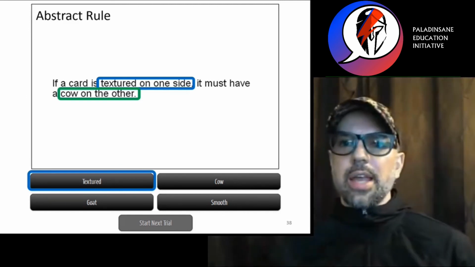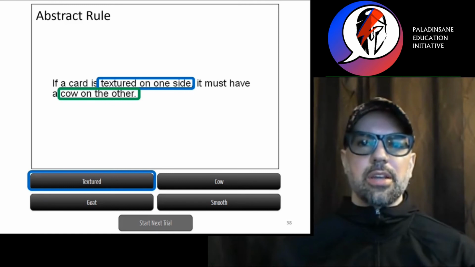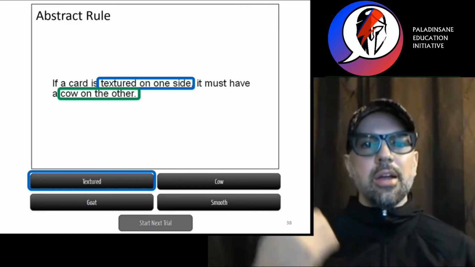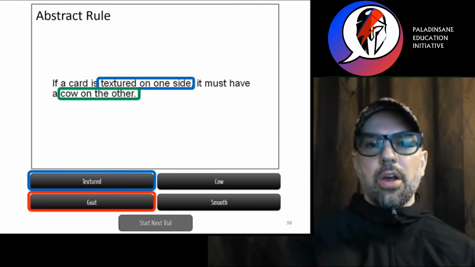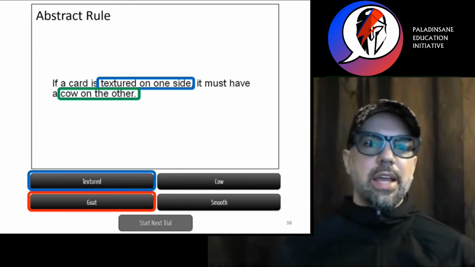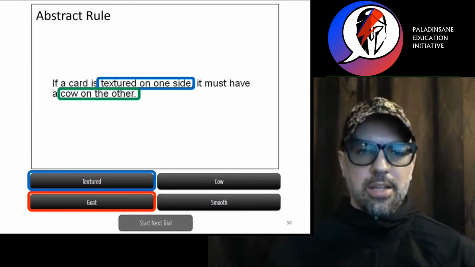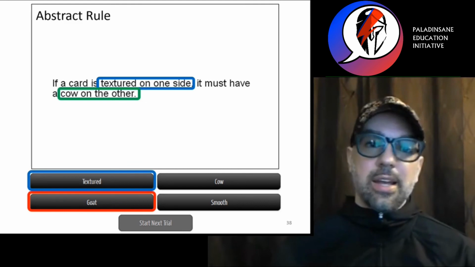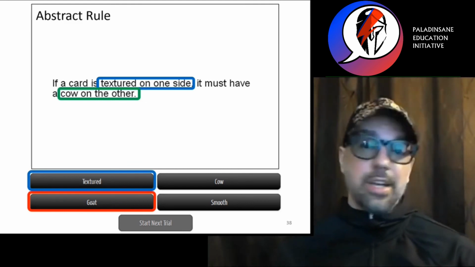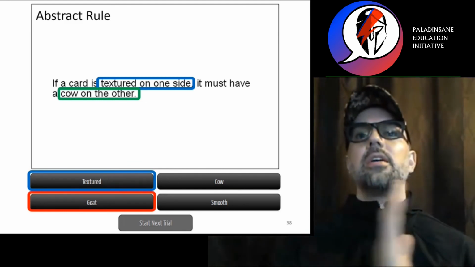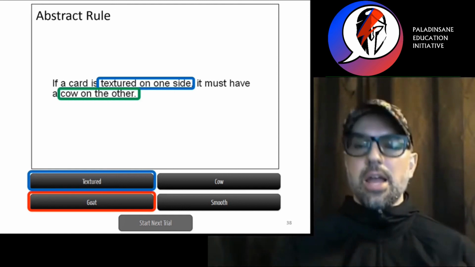So we don't check the cow. We don't flip the cow over to see what's on the other side because that will tell us nothing. What we need to do is flip over the goat. And we need to make sure that it is not textured on the other side. Because if it's textured on one side, it better be a cow on the other, not a goat. So we flip over the goat because the goat is not Q.